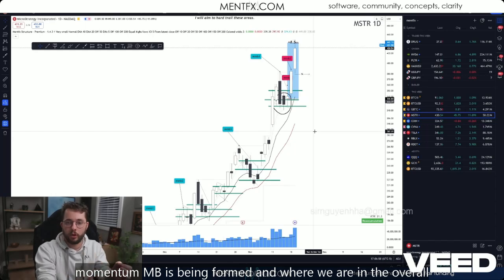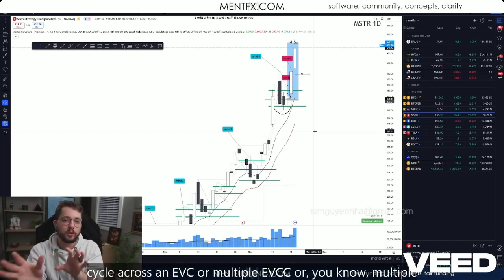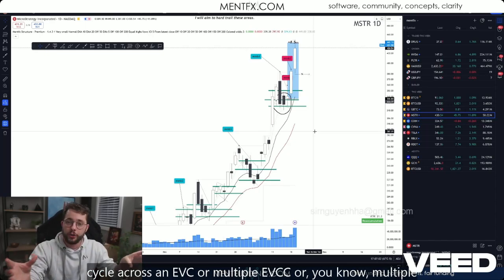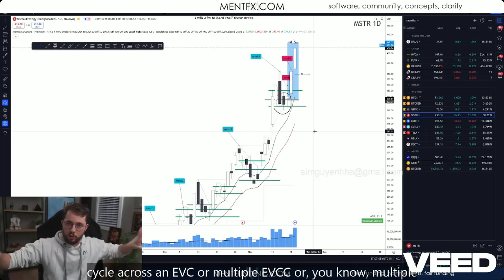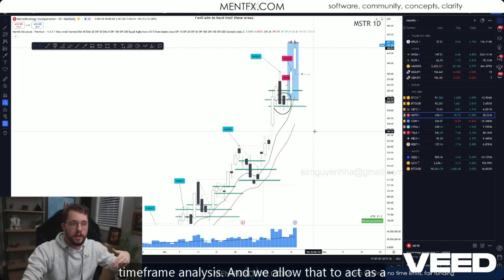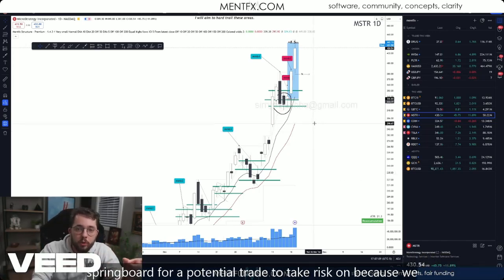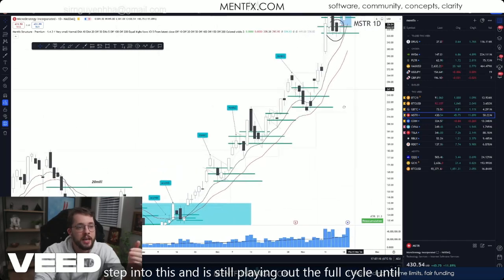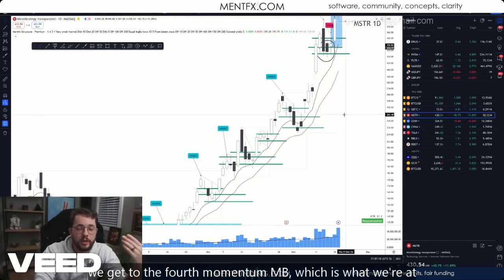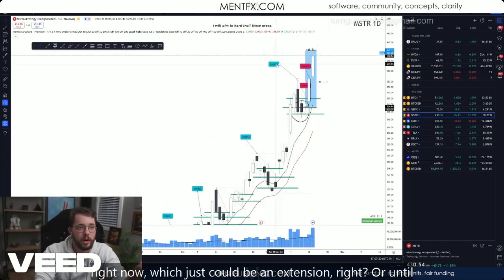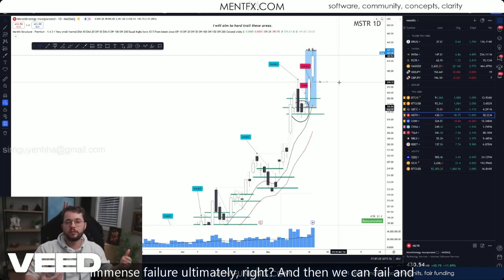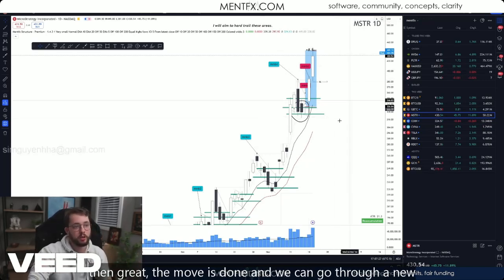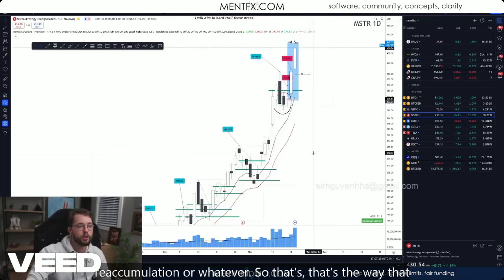we assume the accumulation is happening because of the way the momentum MB is being formed and where we are in the overall cycle across an EVC or multiple EVCs or multiple time frame analysis. And we allow that to act as a springboard for a potential trade to take risk on, because we assume that the composite operator is still continuing to step into this and is still playing out the full cycle until we get to the fourth momentum MB, which is what we're at right now, which just could be an extension, or until immense failure, ultimately. And then we can fail, and then great, the move is done, and we can go through a new reaccumulation or whatever.